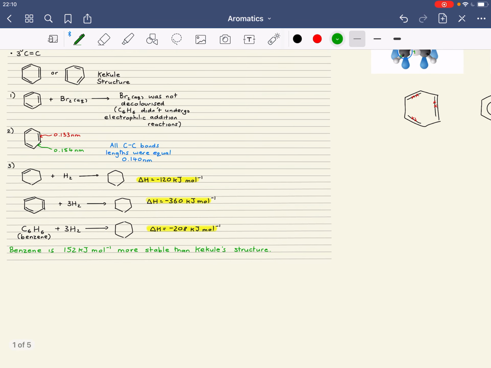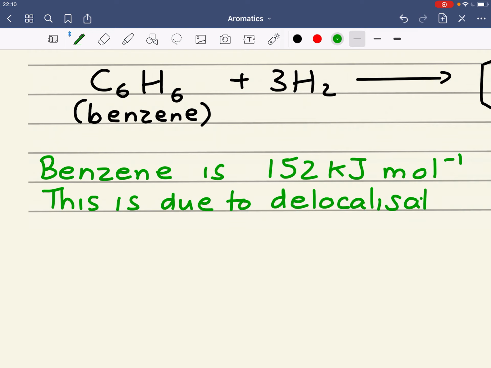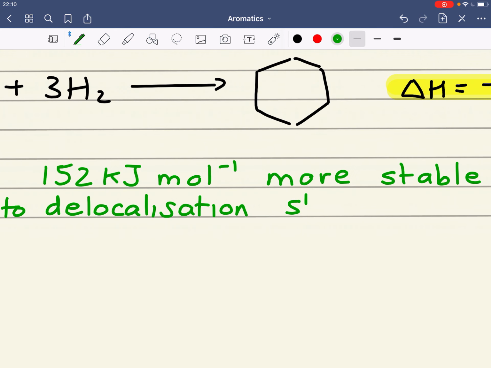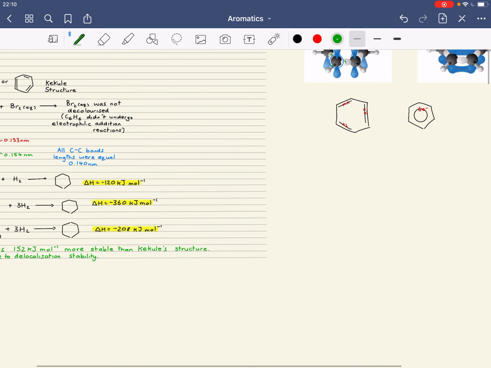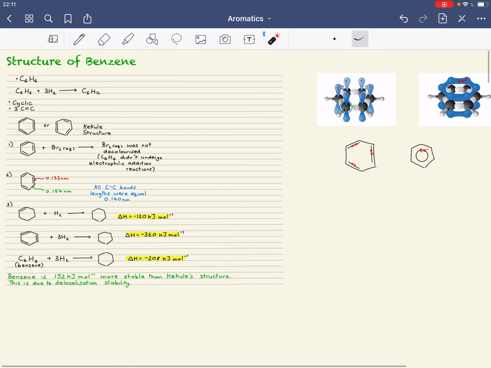So we can finish this answer off now and say that benzene is 152 kilojoules per mole more stable than the Kekulé structure, and we can say this is due to delocalization stability. That is, the electrons are not fixed in one place, they're spread throughout the whole plane of p orbitals that are mixed together above and below the plane of the ring. And that there is the structure of benzene.